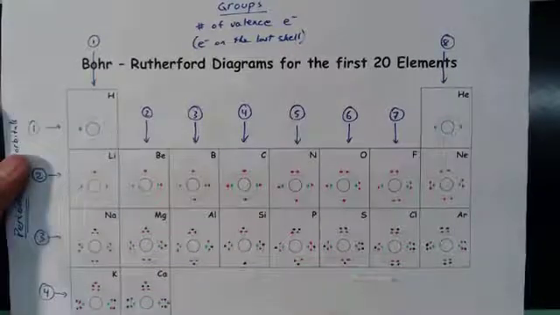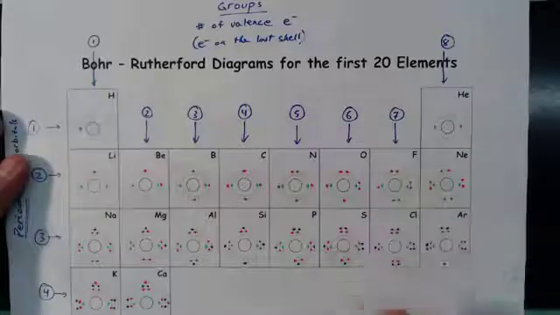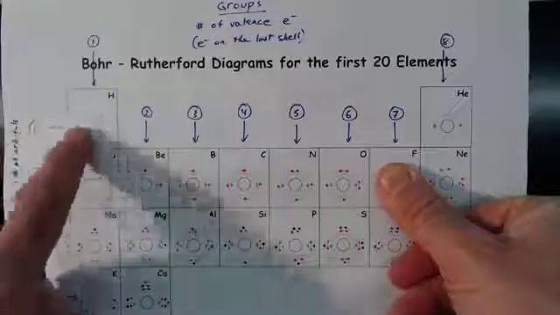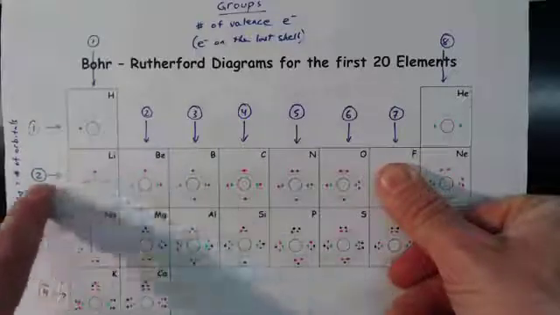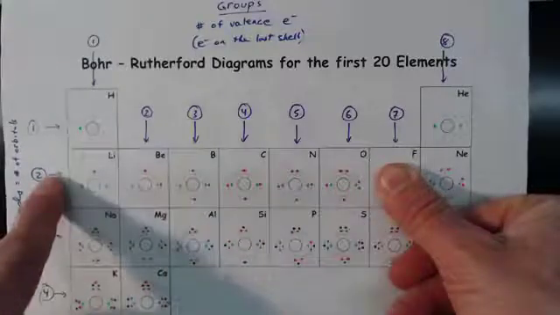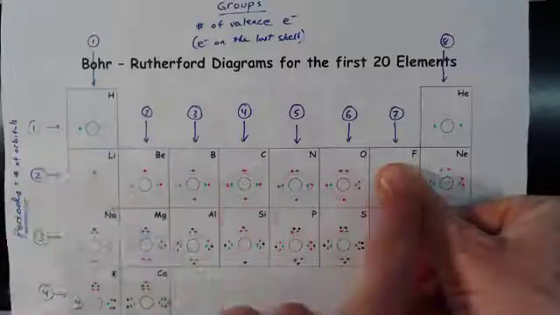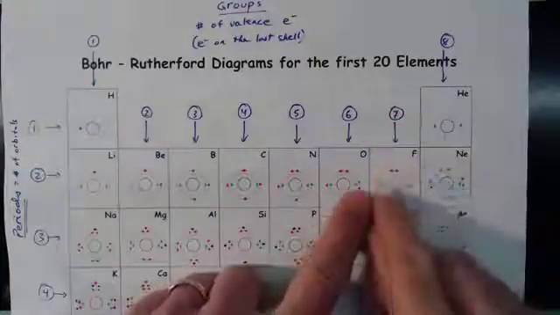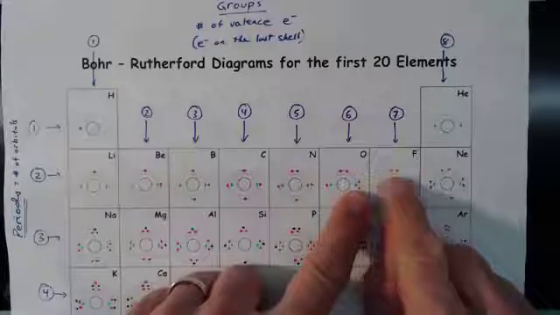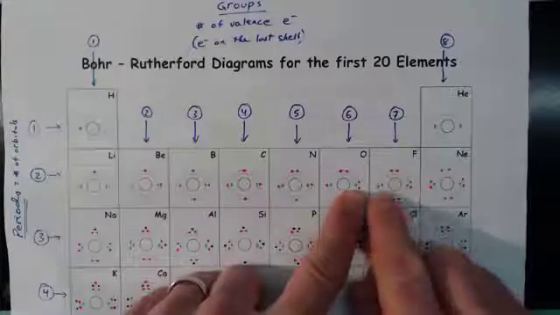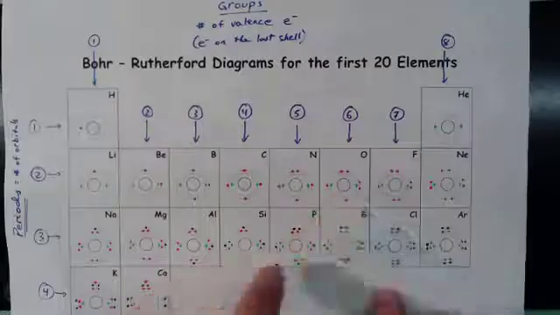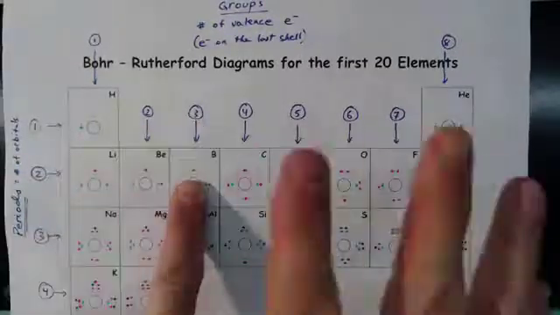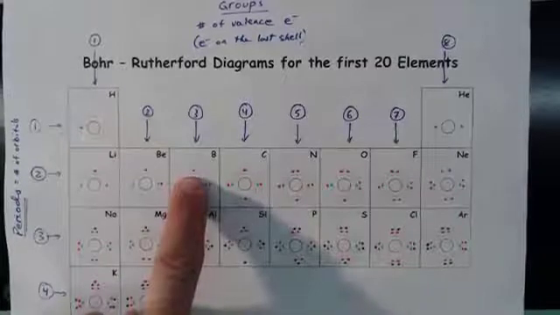I'll do one more and we'll call it a day. Let's do fluorine. Fluorine has its first shell full and its second shell is getting full because it's period 2. And on its second shell, it has 7 valence electrons. 2 plus 2 plus 2 and 1, that's 7. So I can just put my finger on something and know exactly what the electron configuration is.